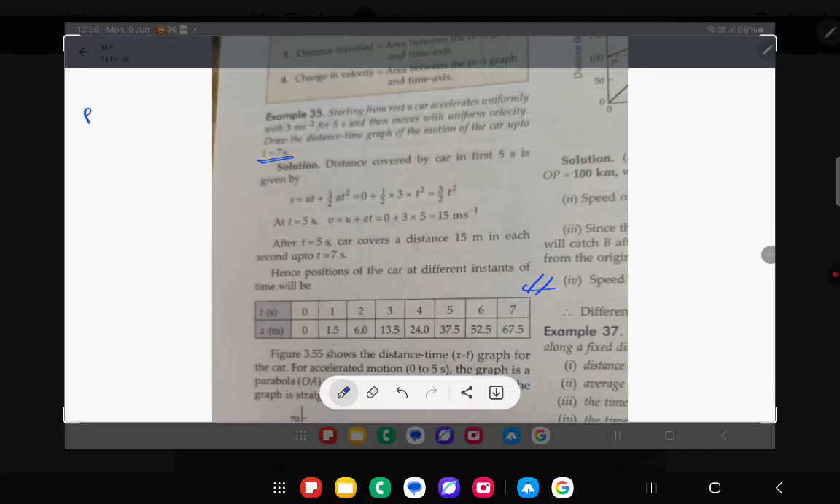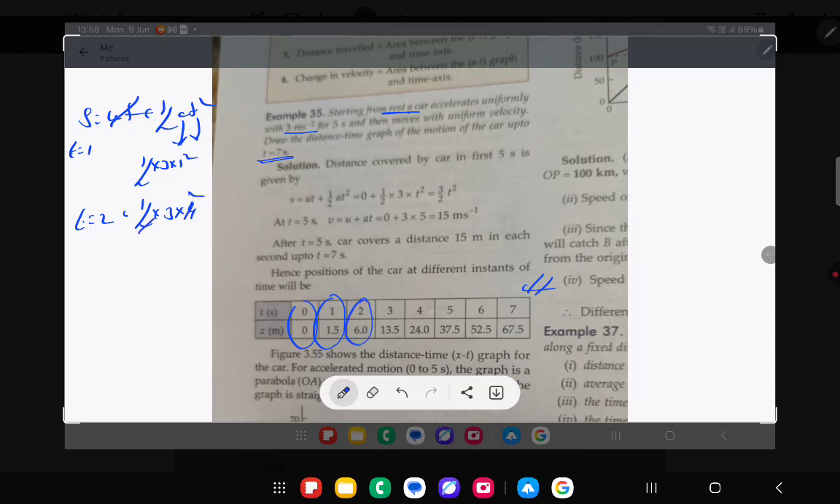How to do that is by taking s is equal to ut plus half at square. When time is equal to 1, the initial velocity is 0, because the car starts from rest and it accelerates at 3 meters per second square, so acceleration is 3 and the time is 1. On substituting half into 3 into 1 square, it will be 1.5. When time is 1, the distance is 1.5. When the time is 0, the distance is 0. And when the time is 2, ut is 0, half into acceleration 3 into 4, so therefore for 2 it's 6. Like this you plot it till 5. In the same formula, keep substituting: t is 1, t is 2, t is 3, t is 4, 5.